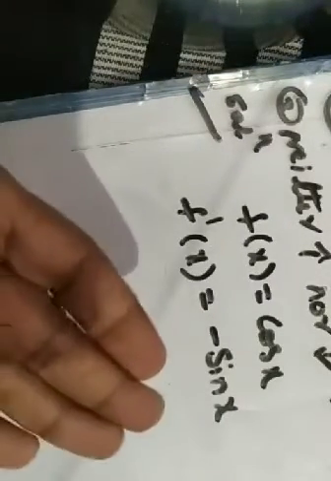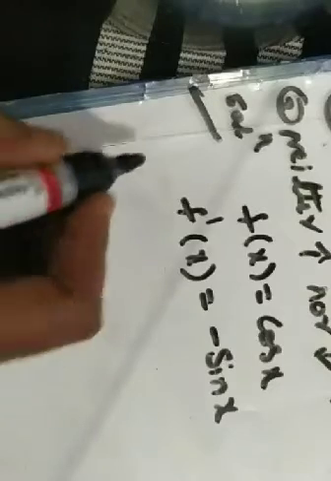F of x is equal to what? Cos x. F of x is equal to cos x. F dash of x is equal to minus sin x. So here the answer itself is negative. By seeing the negative, we can conclude that it is less than 0. Less than 0 means decreasing function.